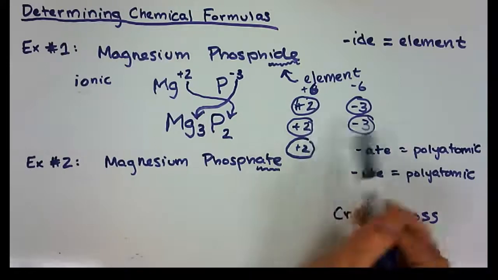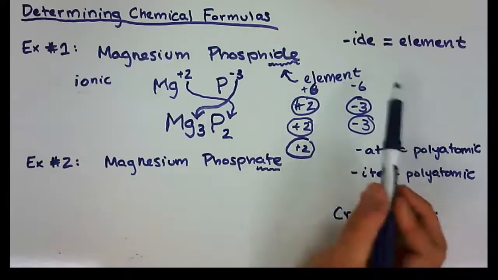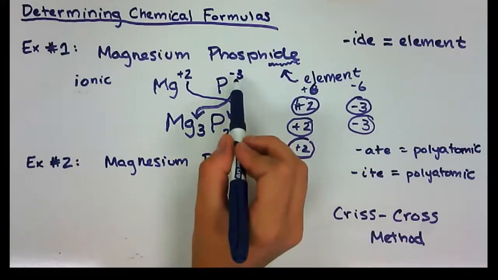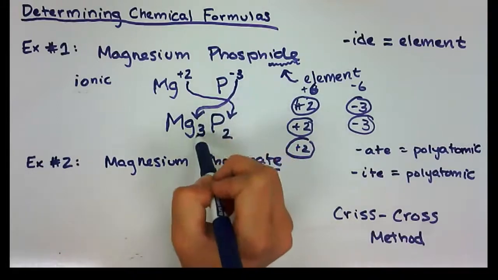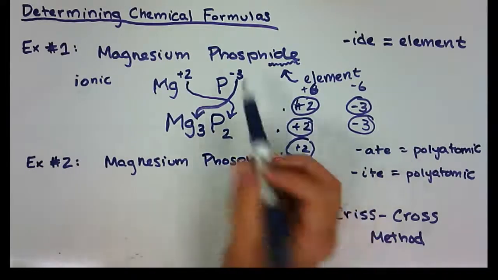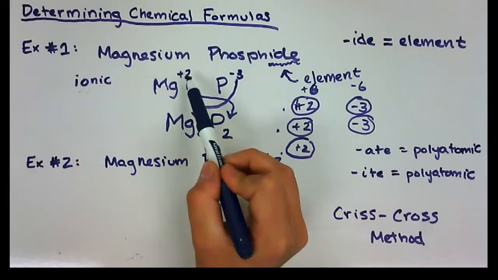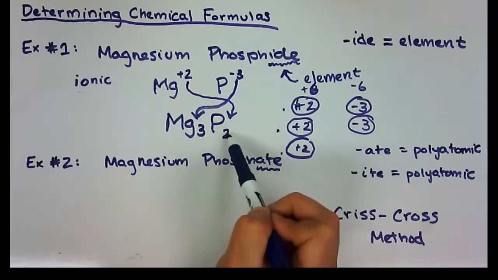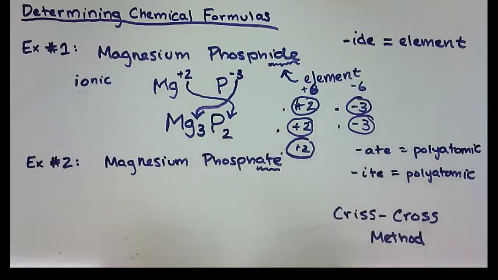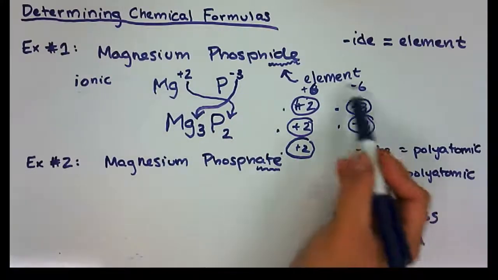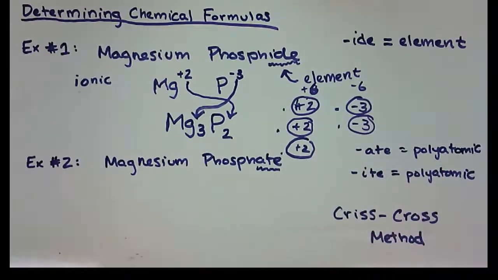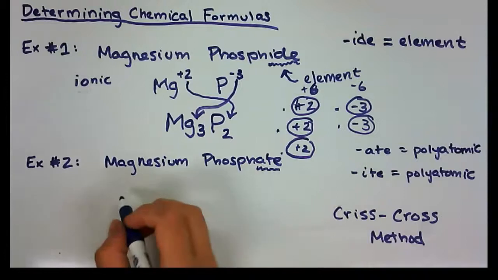But instead of drawing this picture every time and working this out, notice that it comes out the same if I just take the charge on phosphorus, bring it down as a subscript for magnesium. That gives me 3 magnesiums. And then take the charge on magnesium and bring it down as the subscript on phosphorus, which gives me 2 phosphoruses. So this is just a quick and easy way of doing it instead of having to think through balancing charge every single time. So let's do this for a polyatomic ion.